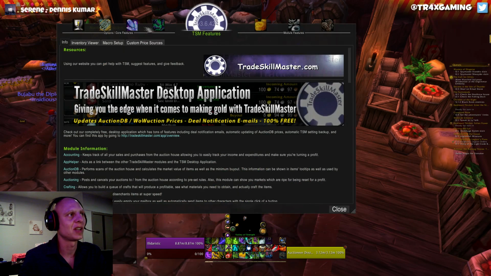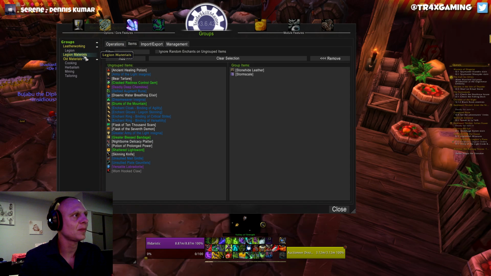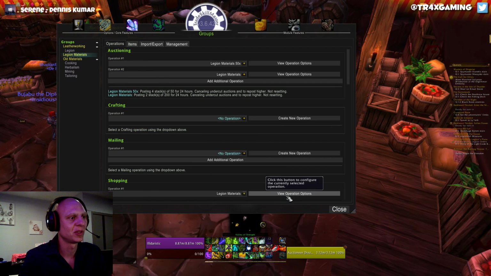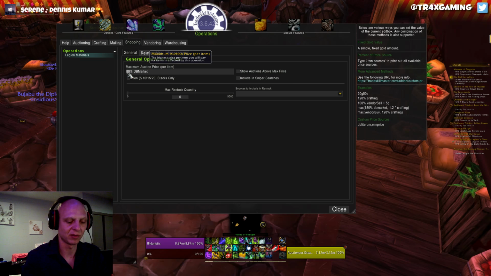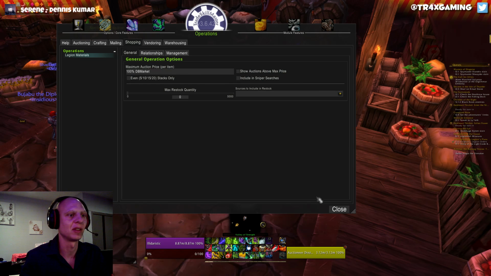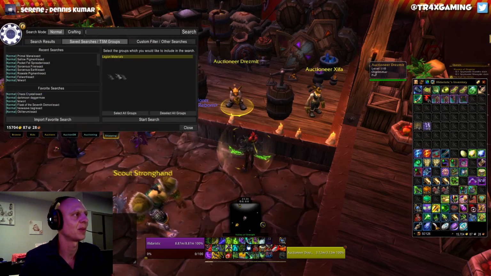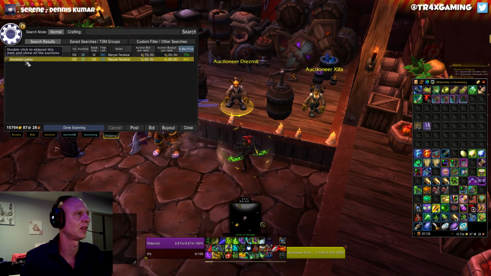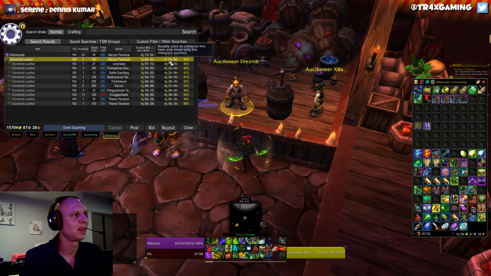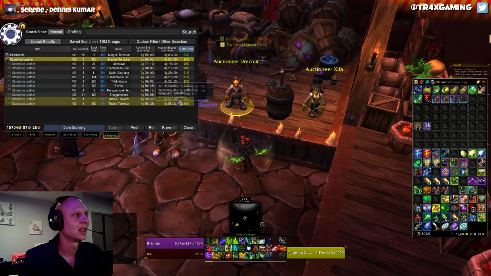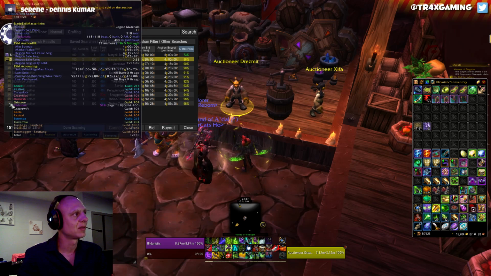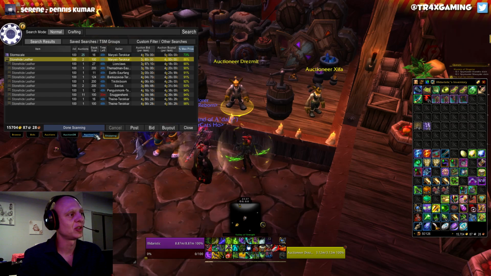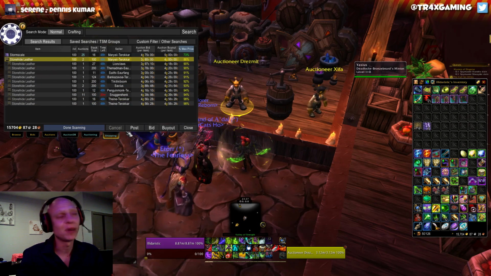So I'm just going to change this group for Legion Materials. The shopping operation, let's say we're going to view everything up to 100% DB market, and still not selected show auctions above maximum price. Let's see if we get to see stonehide leather. Yes. So now we get to see all stonehide leather until it reaches that market value. Everything above that market value is not going to be shown.